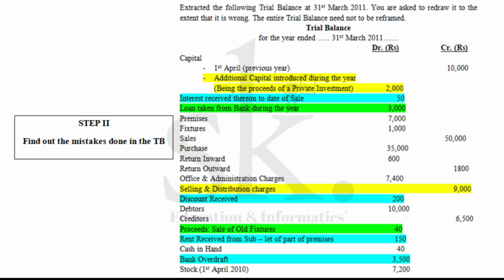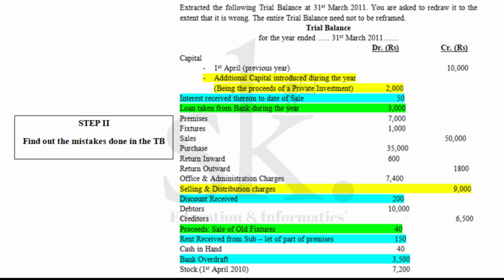Selling and distribution charges, again highlighted. Why is it highlighted? Because selling and distribution charges is an expense and loss, which has to be debited as per the trial balance rule. It has been recorded on the credit column, so it's a mistake. Discount received again is a gain, has to be on the credit side, because any kind of income and gains has to be on the credit side. It has been recorded on the debit side, which is a mistake.